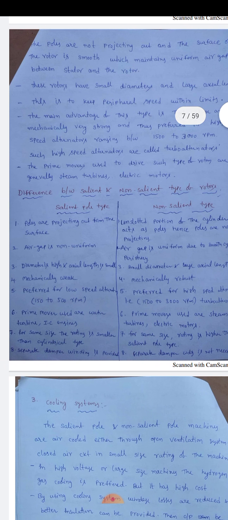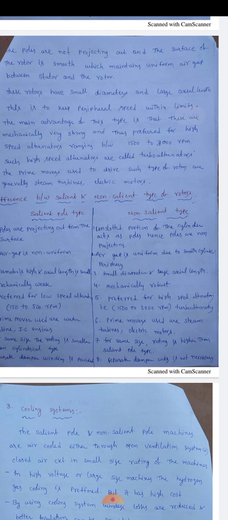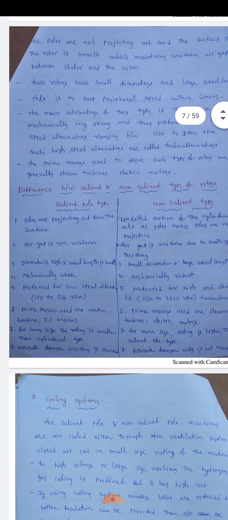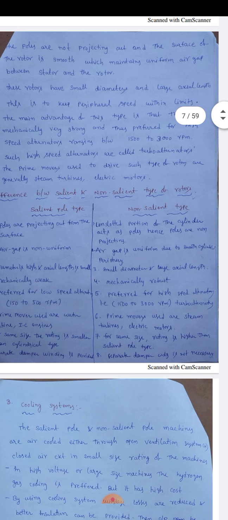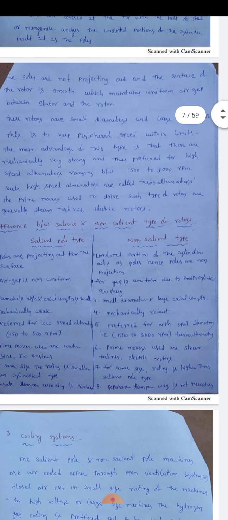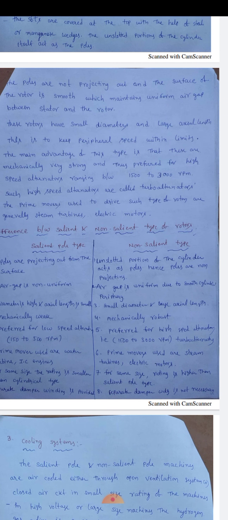In the salient pole type, for the same size, the rating is smaller than the cylindrical type, whereas in non-salient, for the same size, the rating is higher than the salient pole type. Damper windings are provided in the salient pole type, whereas damper windings are not necessary in non-salient pole types. These are the differences between the salient and the non-salient pole type.